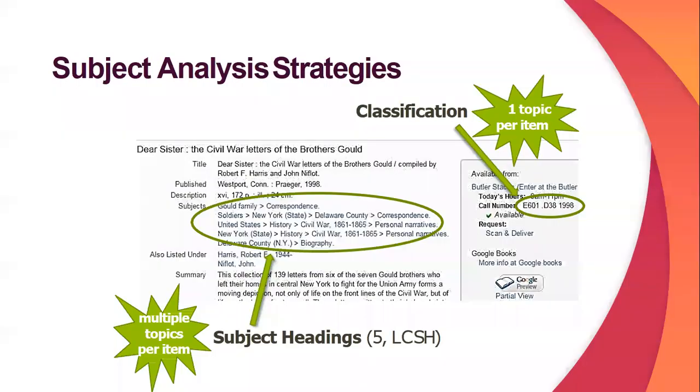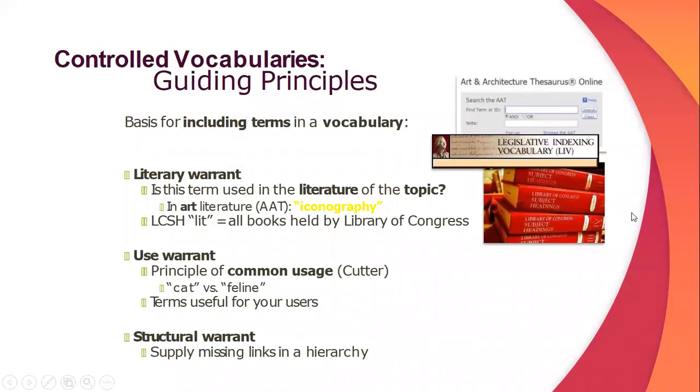For example, classification has only one topic per item. And you can get this through the subject headings. So, the subject headings have multiple topics per item in one book. So, this book, Their Sister, The Civil War Letters of the Brothers Gould, compiled by Robert F. Harris and John Niflot. And what is it? Next is the controlled vocabularies guiding principles, the basis for including terms in a vocabulary.